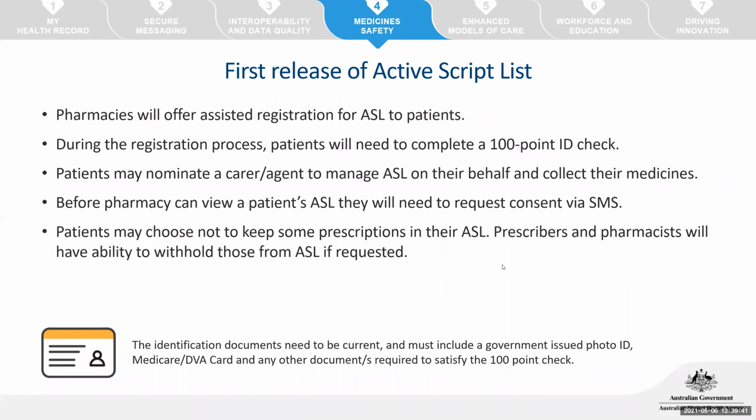So when the individual signs up or registers for an active script list and agrees to the terms and conditions, they are acknowledging that by default, if they have any electronic prescriptions prescribed or any repeats generated, that this will go into their active script list by default. They do still have the choice to withhold or have some scripts not added to the active script list. And so within the conformant dispensing and prescribing software, there will be an option for prescribers and pharmacists to withhold these scripts from being added to the active script list if this is what the individual has indicated.